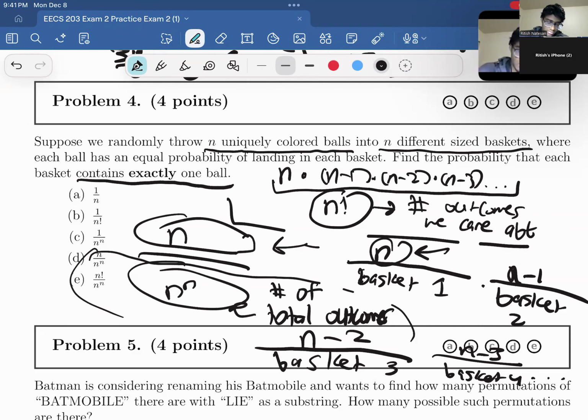So we can write n factorial up here, and then we can look at our answer choices, and it looks like answer choice E perfectly matches what we found. So the answer to this problem is E, n factorial over n to the power of n.